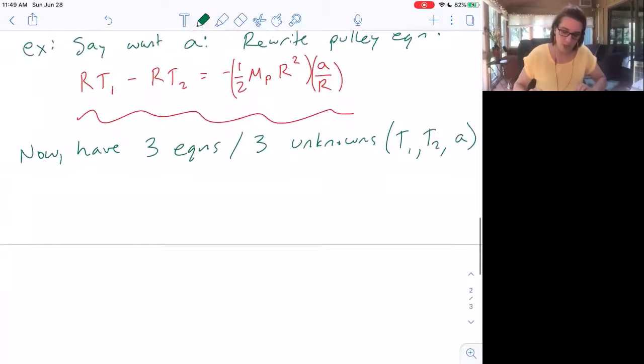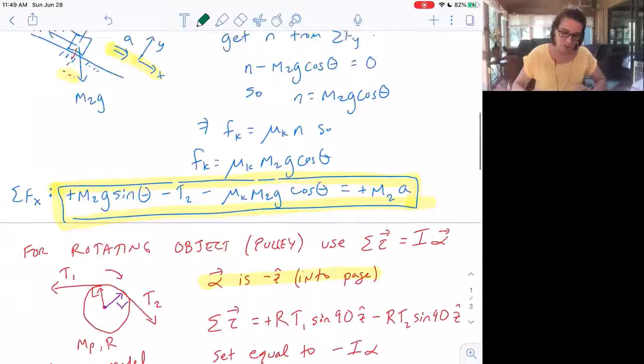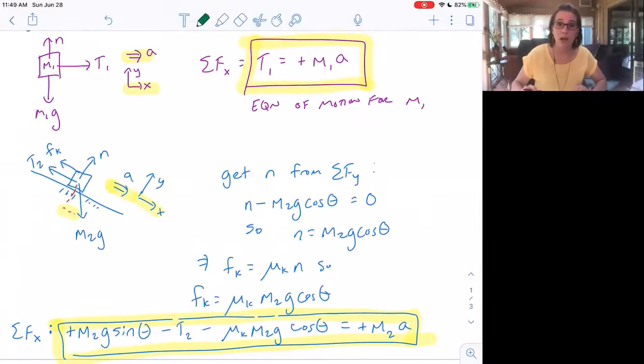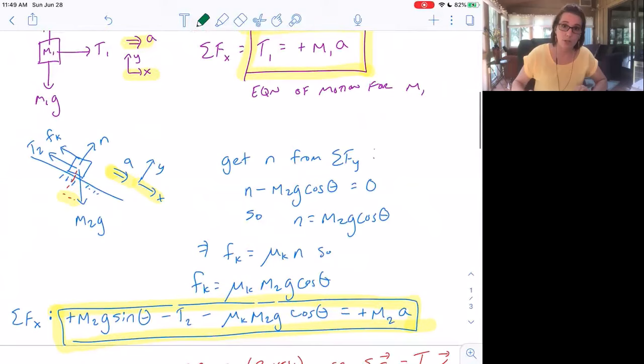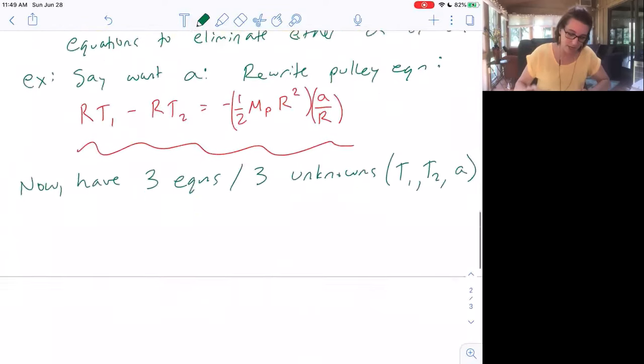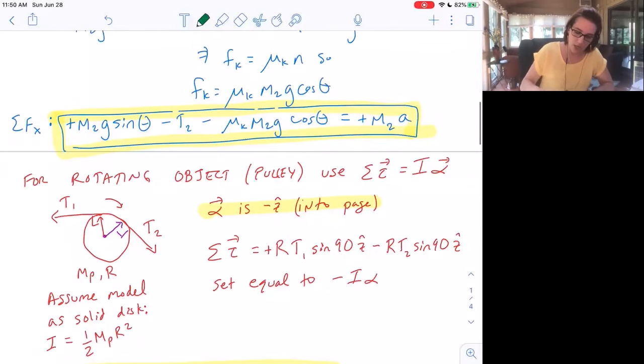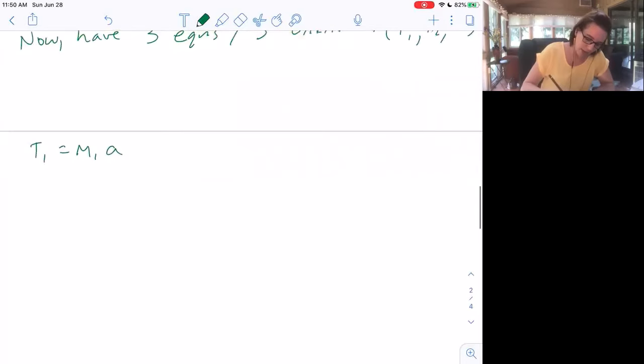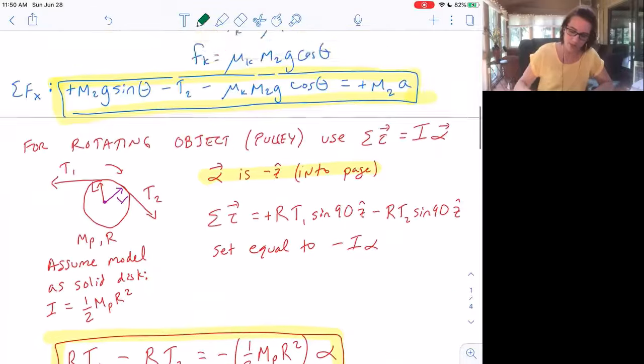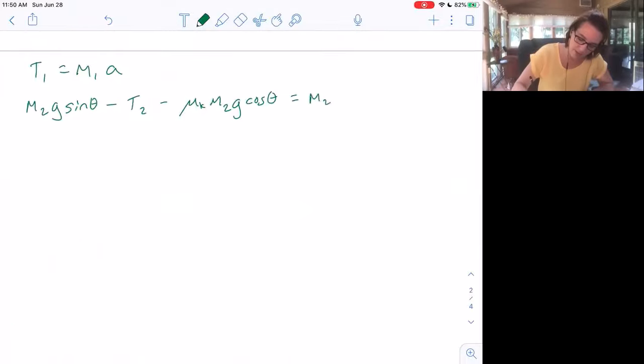All right, so what I'm going to do then is rewrite my first 2 equations from up here, just so I have them all in one space. So I'm going to have T1 equals M1A. That one was easy. And then I'm going to have this one here, which is what I've shown. And so that's going to be M2G sine theta minus T2 minus mu sub K M2G cosine theta equals, and it equaled positive, that's right, it equaled positive M2A.